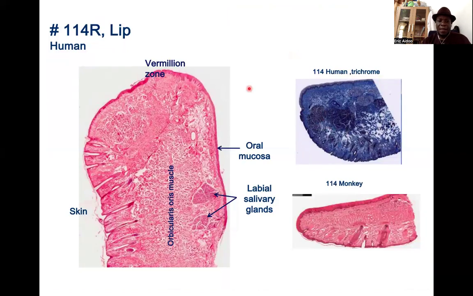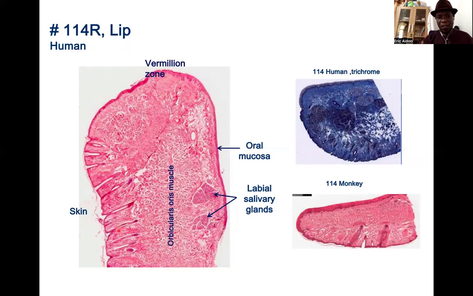Then we have the lip, which has an oral side, a skin side, and then a vermilion border side. The oral side is the one that will be closer to the teeth. The skin side is the one which is exposed to the environment. And the vermilion border is where the ladies usually put their lipsticks. Now each has its own components.